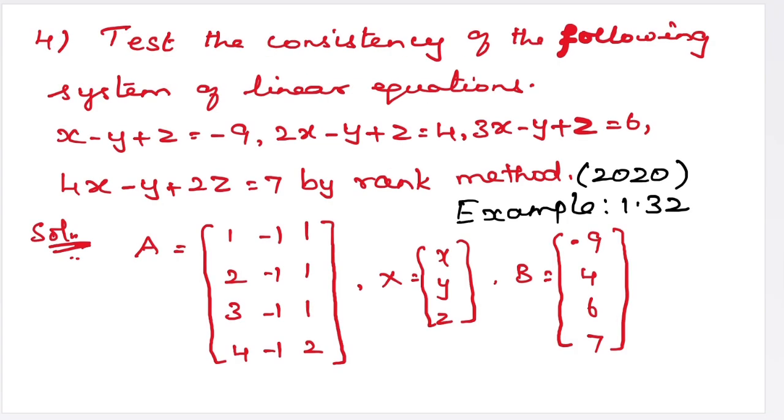Next problem. Test the consistency of the following system of linear equations. x minus y plus z is equal to minus 9, 2x minus y plus z is equal to 4, 3x minus y plus z is equal to 6, 4x minus y plus 2z is equal to 7 by rank method. This was asked in 2020. This is example 1.32. For this, write the system of linear equations in the form Ax is equal to b.